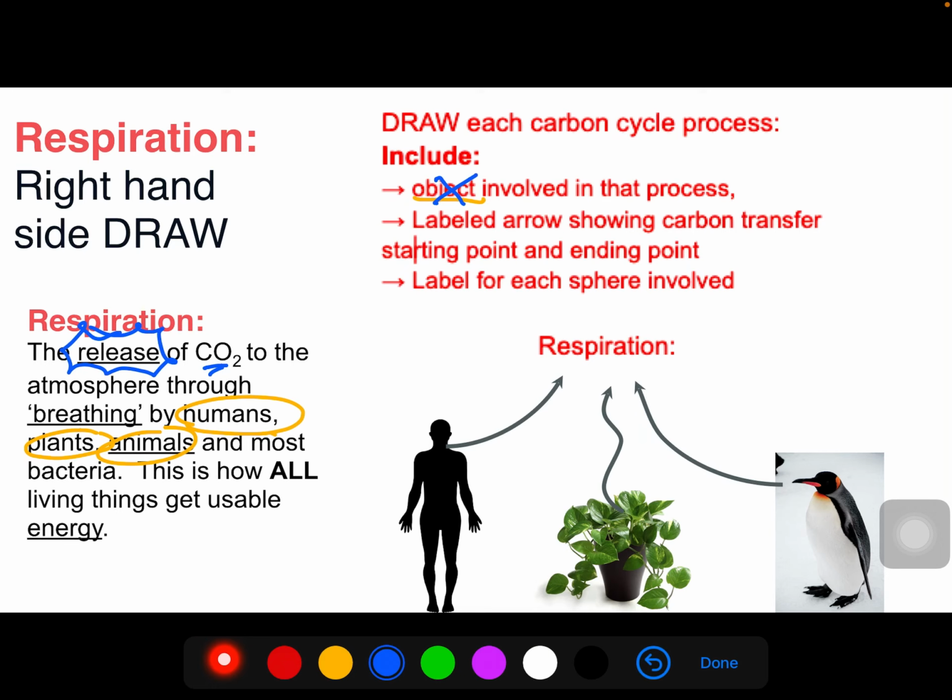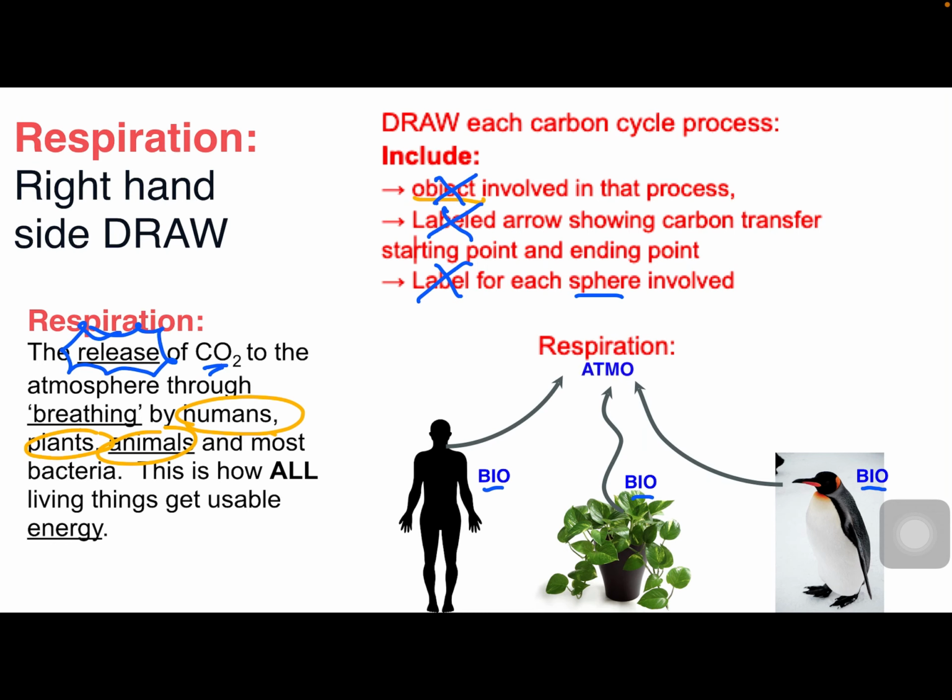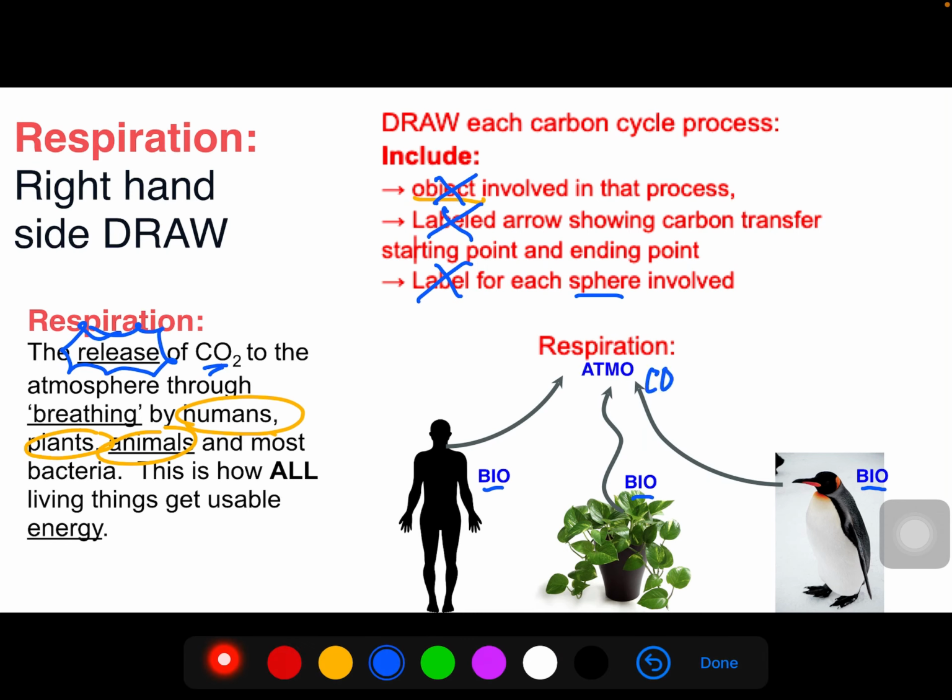So I've got my arrows going out, and that is, of course, releasing carbon from the biosphere, all of these are living things, into the atmosphere. And remember, that is our CO2 coming out of those things. So again, our drawing includes our objects that work for our definition: human, plant, and animal. They're all respiring by releasing CO2 from the biosphere to the atmosphere. So that's one way carbon gets into the air.